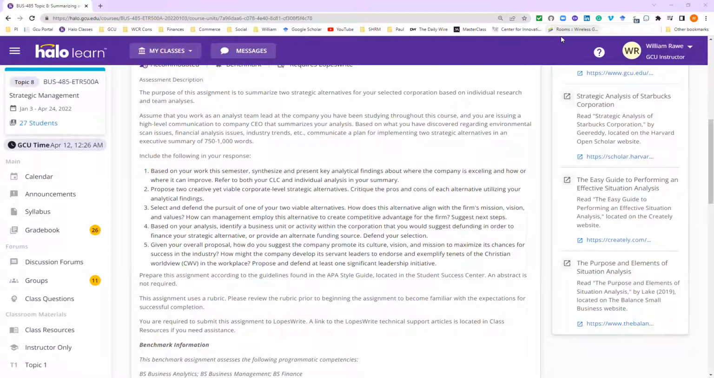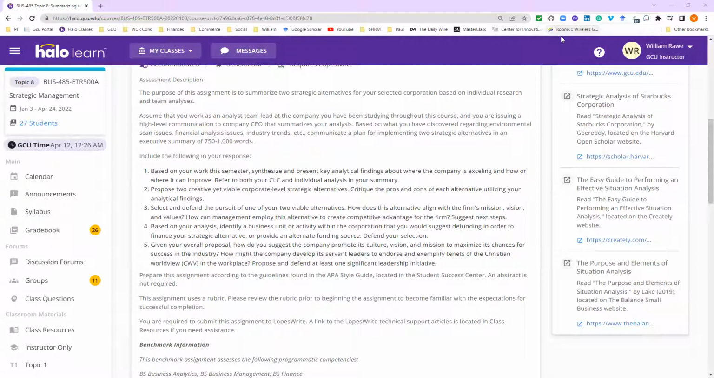Then number 3, you select and defend the pursuit of one of your 2 viable alternatives. How does the alternative align with the firm's mission, vision, and values? Address this. Talk about the mission, the vision, the values of the company, and how the strategic alternative relates to them and aligns with them.